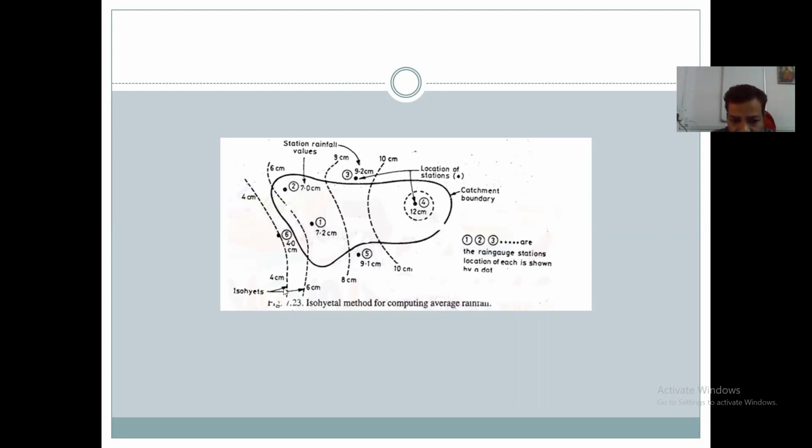This is the 4 centimeter isohyet, this is the 6 centimeter isohyet, then the 8 centimeter isohyet, which shows that at that location the rainfall is 8 centimeter, then the 10 centimeter isohyet and the 12 centimeter isohyet shown here. So it shows the points of equal rainfall.